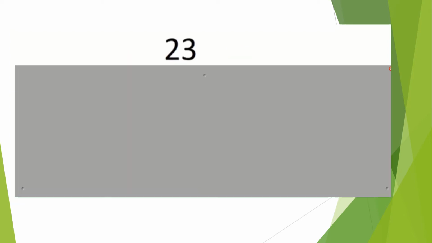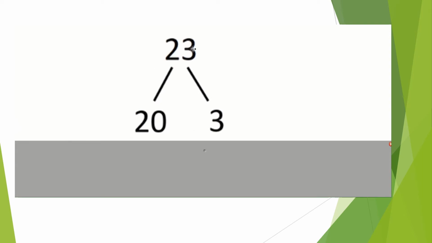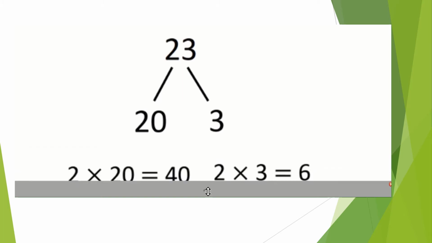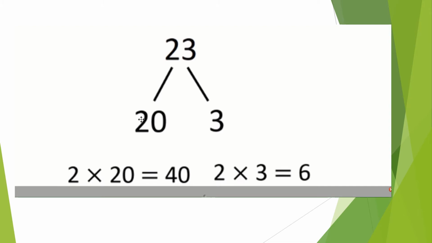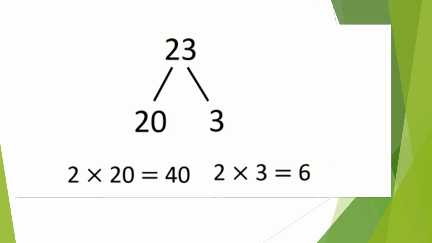You can also use the partitioning method to multiply 2 times 23. You can partition the 23 into 20 and 3. That way it will help you to multiply it a lot easier. So we know we multiply 2 times 20 and 2 times 3. 2 times 20 equals 40 and 2 times 3 equals 6. And when we add 40 and 6 together, we get an answer of 46. So the partitioning method is another method we could use. And this is the method we will focus on for today.